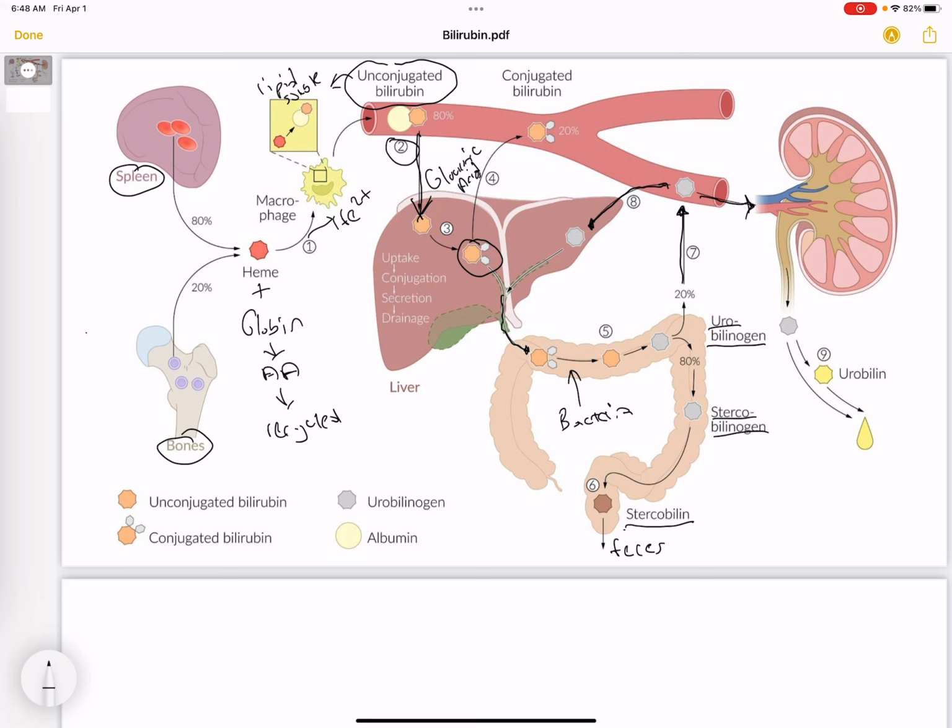And the other half is going to go to our kidneys, and in our kidneys it is going to be converted into urobilin, and urobilin has the yellow pigment, and we're going to get rid of it through urine, and that is why our urine has the characteristic yellow color.